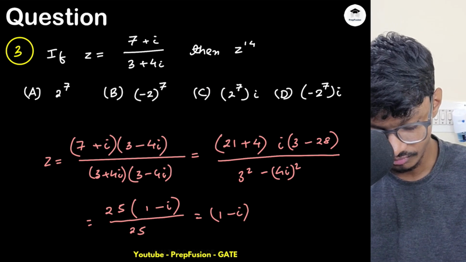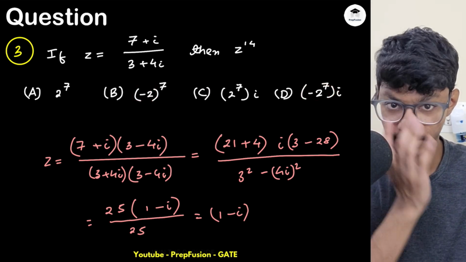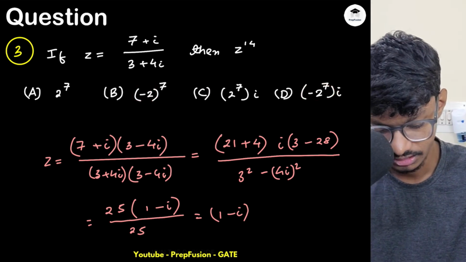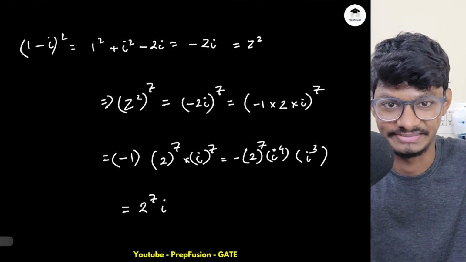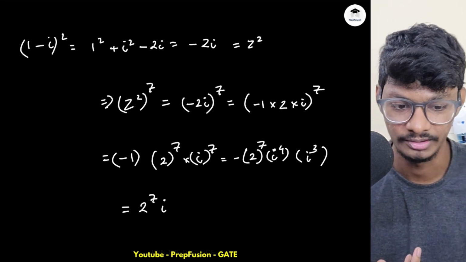So you have to be careful with all this. They can play with options as well. So this time my answer will be C. There is not much to explain, this is a class 11 standard problem. You should be able to understand this, right?